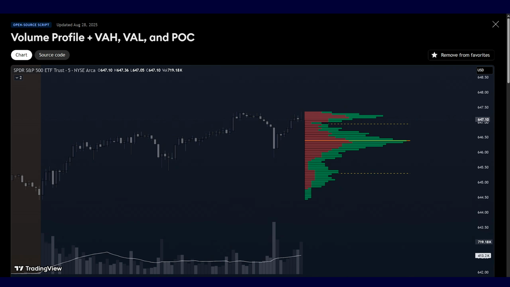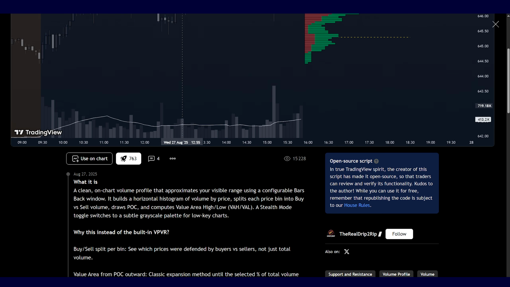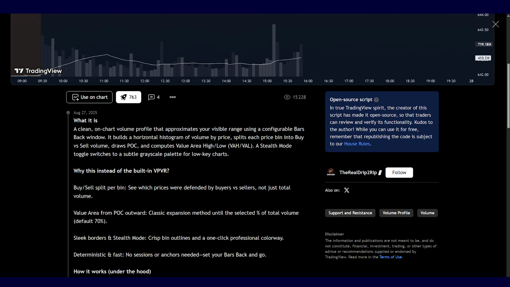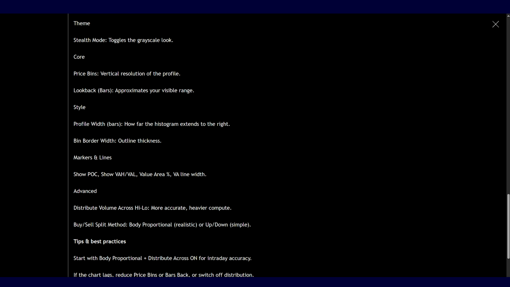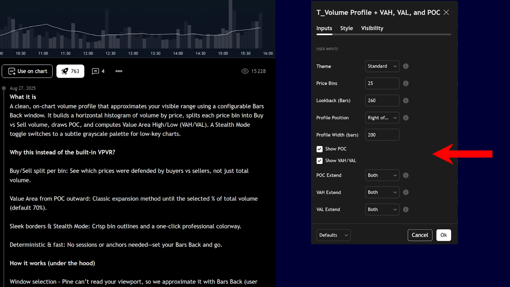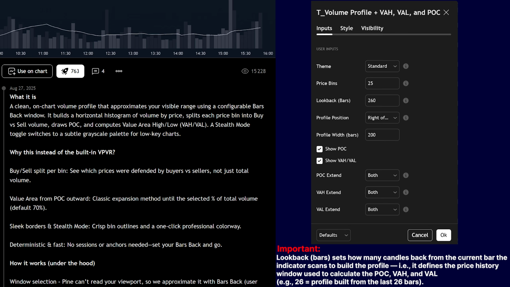In community scripts, search Volume Profile, VAH, VAL, and POC. Click to add. Double-click it to open settings, and enable the VAH and VAL lines plus extend POC right, so the line projects to today's price. This is your fast read. It paints POC, VAH, and VAL on any range so you instantly see fair value and the value area edges.